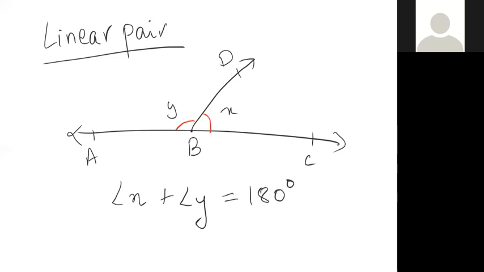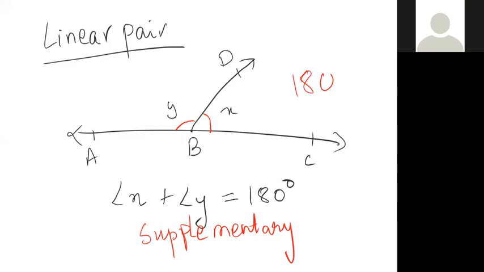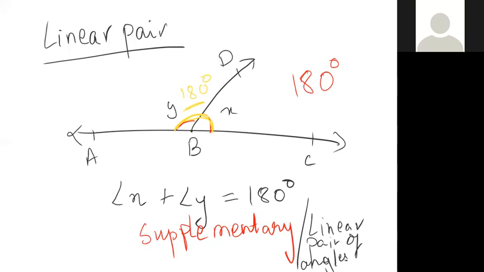They'll be supplementary angles. Why? Because the max sum of angles in a straight line is always 180 degrees. So if I add these two angles, they'll always add to 180 because they're in a straight line. That's why we call this supplementary, or another word for this is linear pair of angles. Both are correct, so you can use any of them.